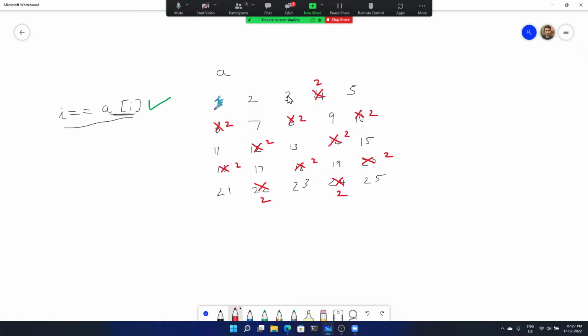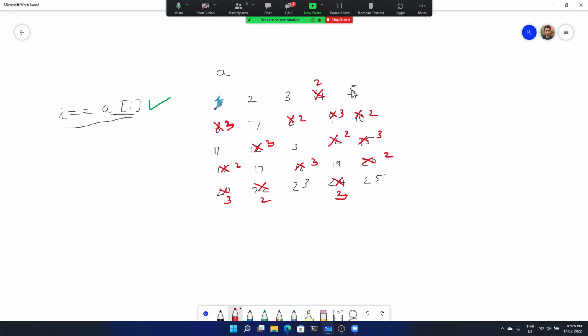Now for 3, let's go to 6. For 6 we have 2 here, but 3 also divides it, and 3 is also a prime. So let me update it to 3. Then 9, I'll say 3. Then 12, I'll say 3. 15, I'll say 3. 18, I'll say 3. 21, I'll say 3. 24, I'll say 3. Now let's go to 5.